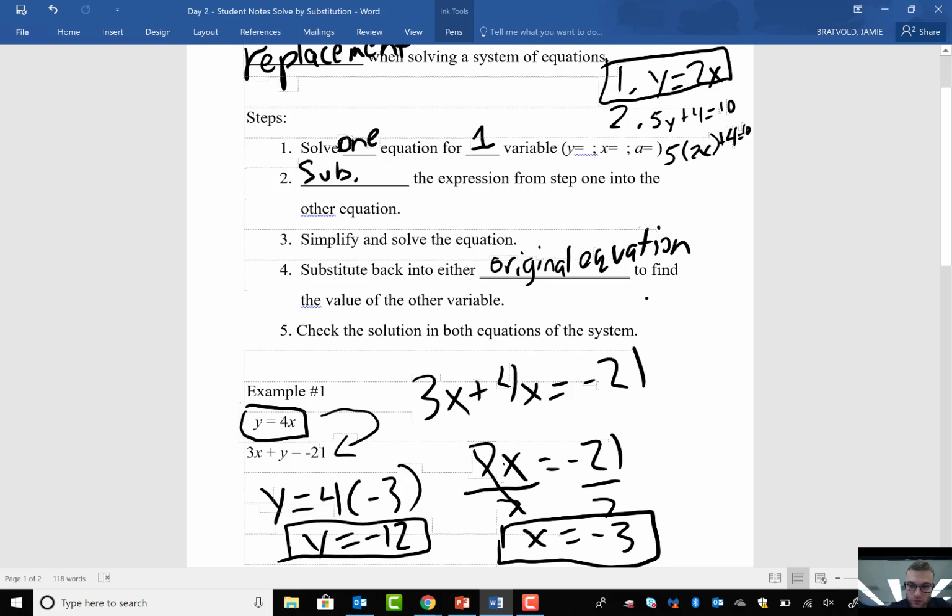Then I got my two answers. I can write it like this because remember, we write ordered pairs: negative 3, comma, negative 12. Then I can check this by plugging it into either equation. Again, I'm going to use the first one because it looks a little simpler. So negative 12 equals 4 times negative 3, and that is true. Negative 12 does equal negative 12, so I know I did it properly.